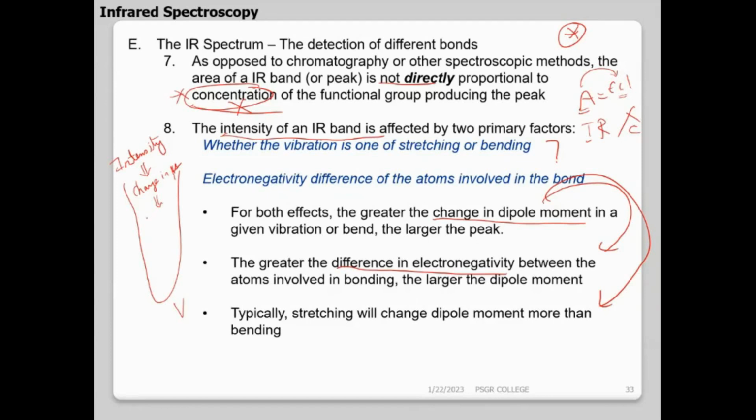Electronegativity. That's the first thing. The second thing is types of vibration. We have already seen this: stretching vibration and bending vibration. What are the types of stretching vibration? Symmetric and asymmetric stretching.